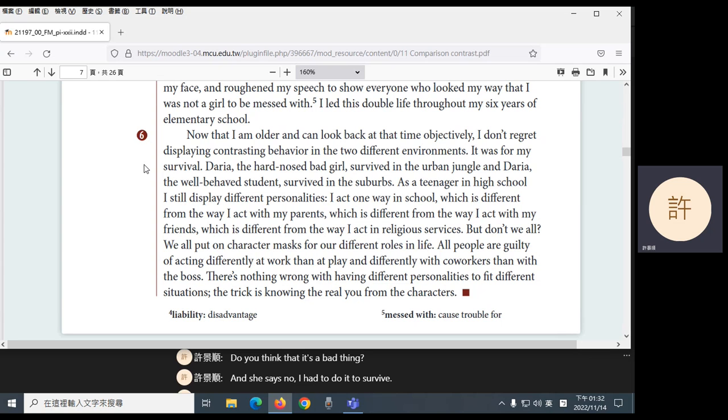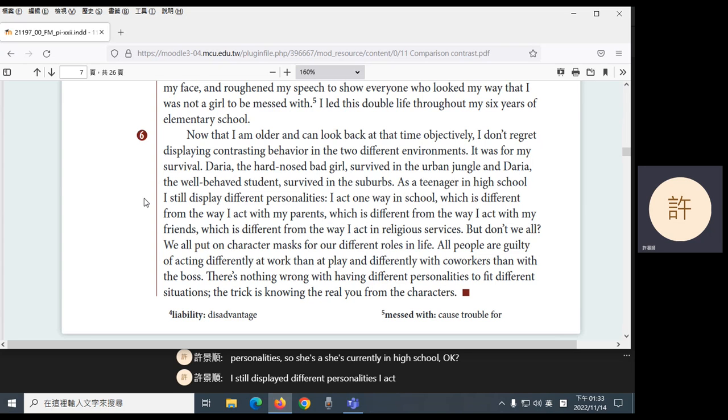Daria, the hard-nosed bad girl, survived in the urban jungle. And Daria, the well-behaved student, survived in the suburbs. As a teenager in high school, I still displayed different personalities. So she's currently in high school. Okay. I still displayed different personalities.